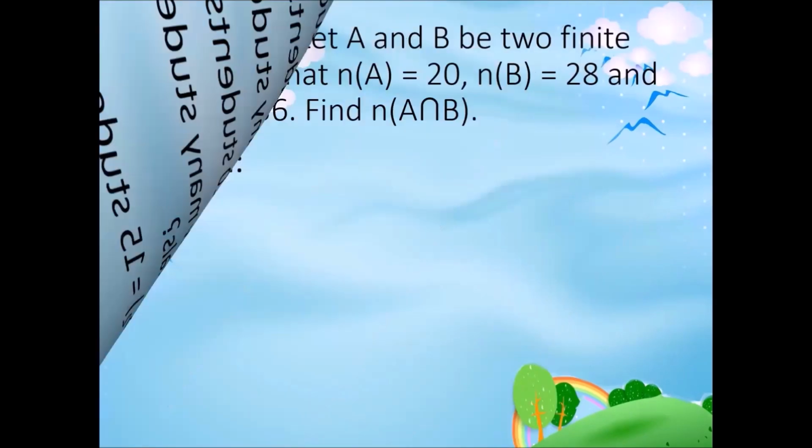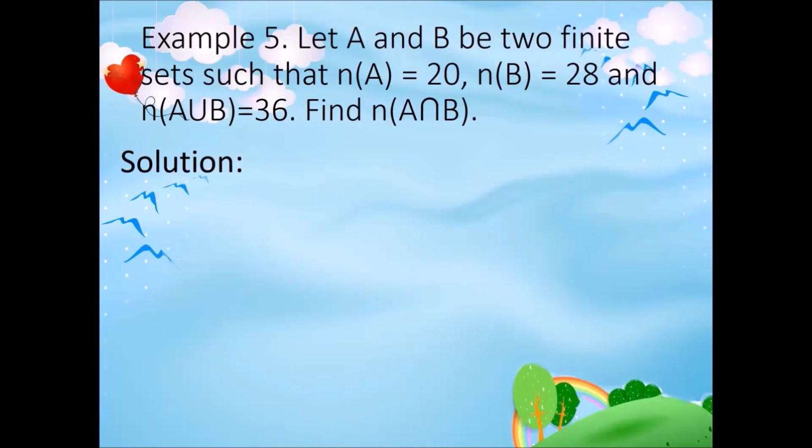Another example. Example number 5. Let set A and set B be two finite sets such that the number of elements in set A is 20 and number of elements in set B is 28. And the union, ibig sabihin yung total elements ng set A and set B, have a total of 36. So we need to find the number of elements of the intersection of set A and set B.